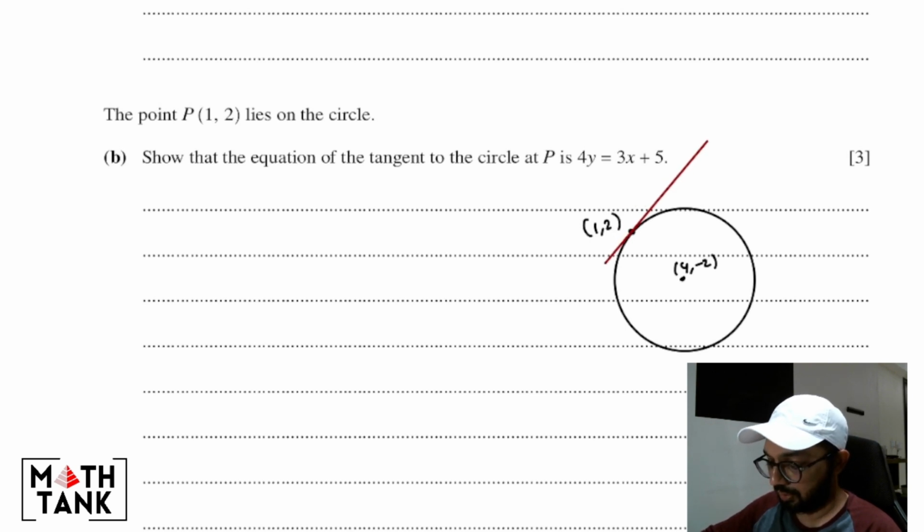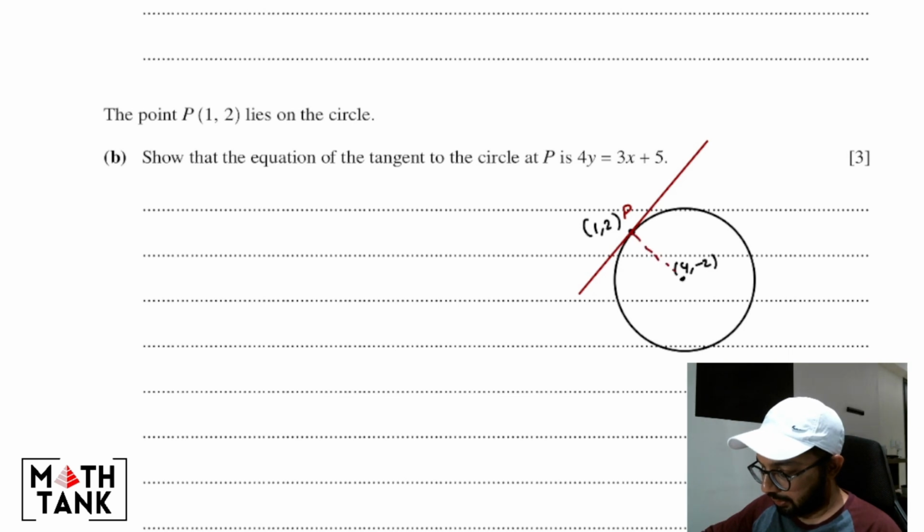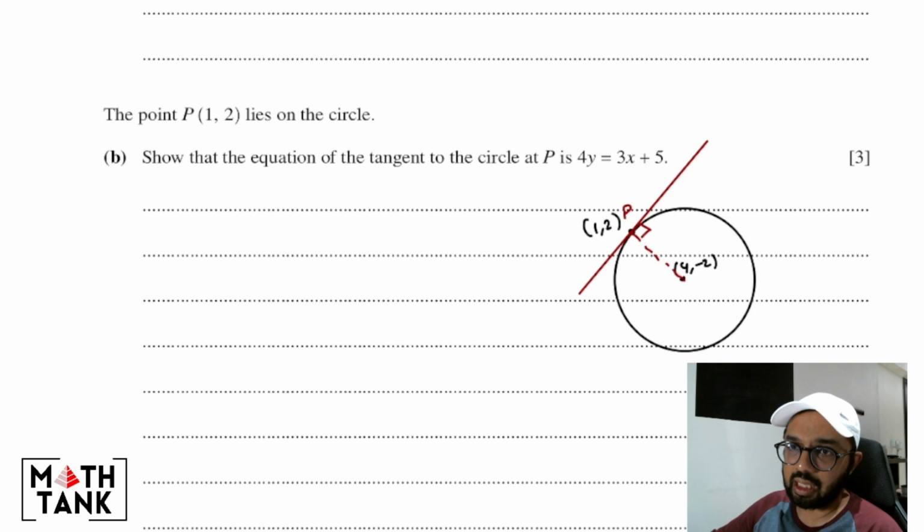Sometimes it's also important to draw an accurate diagram. So that's the tangent that's passing through P. What I know about the tangent is that when you connect the point of tangency to the radius, it always creates a 90-degree angle. That's the property of a circle, that radius and tangent meet at 90 degrees.